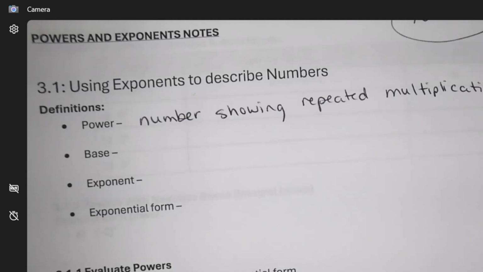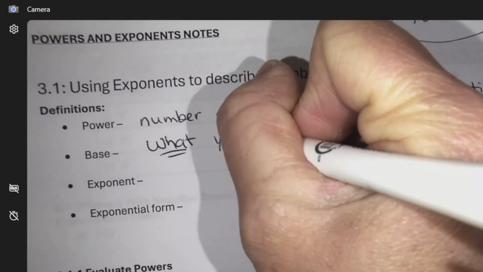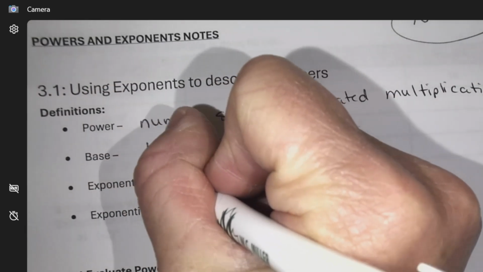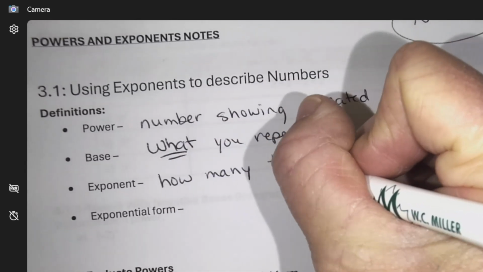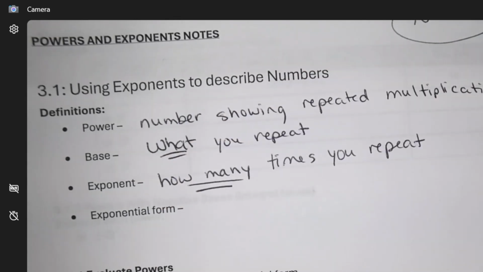Okay, the base is the what you repeat. What should I repeat? I should repeat the 5. And the exponent is the how many times you repeat. So the exponent 2 means to repeat it twice. So 5 times 5. I did it 2 times.